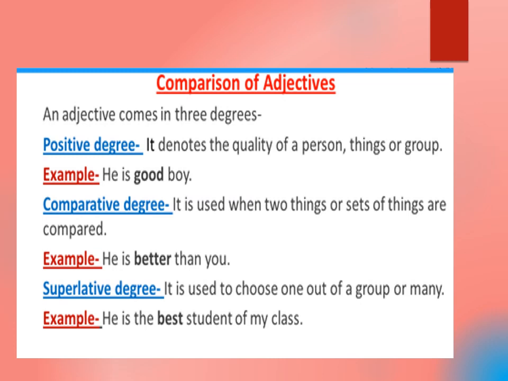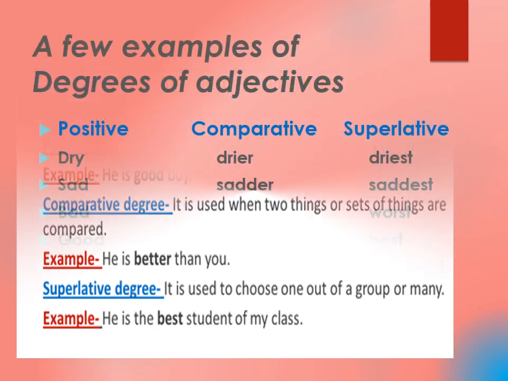And if I talk about the comparative degree, then this degree of adjective denotes a higher degree of quality than the positive degree. Meaning, this is used when a comparison of two things is done. And the superlative degree of an adjective denotes the highest degree of quality and is used when more than two things or two sets of things are compared. So all these three are degrees.